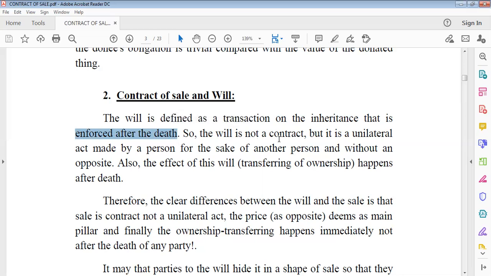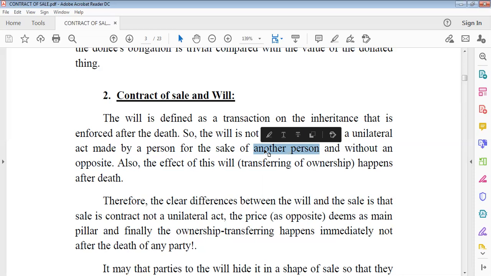So the will is not a contract. Well, actually, it's not a contract, simply because it doesn't have parties. It is only made by one will and one party, who is the willer, okay? But it is a unilateral act made by one person for the sake of another person. It's made and this person may not know. And even if he knows, his will doesn't play a role here. Whether he accepts it or not, it doesn't make a difference.